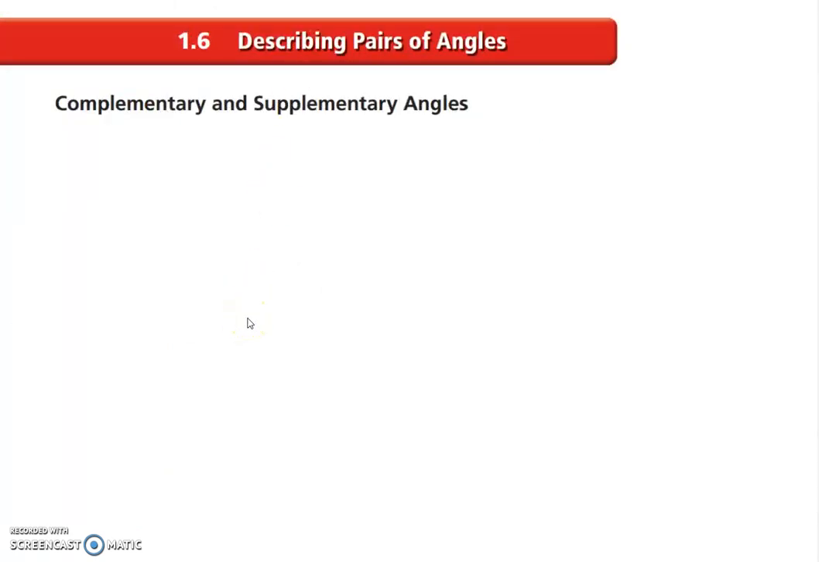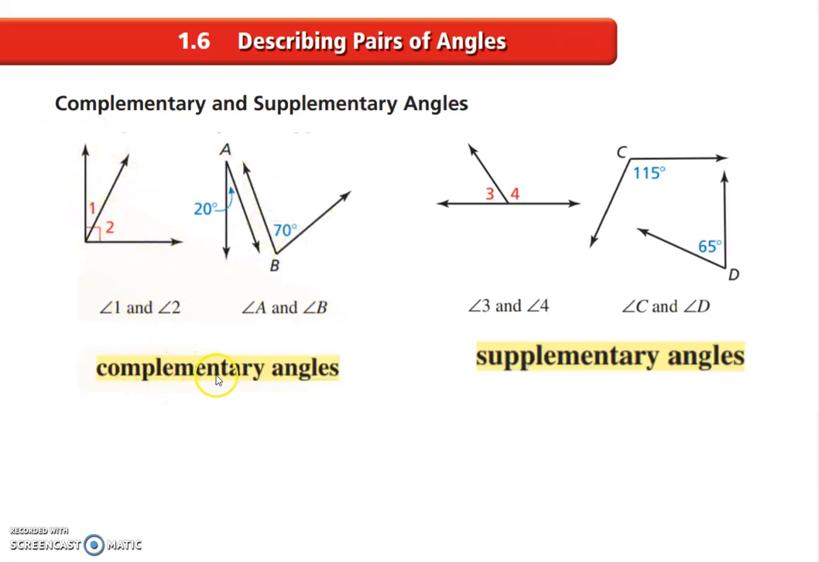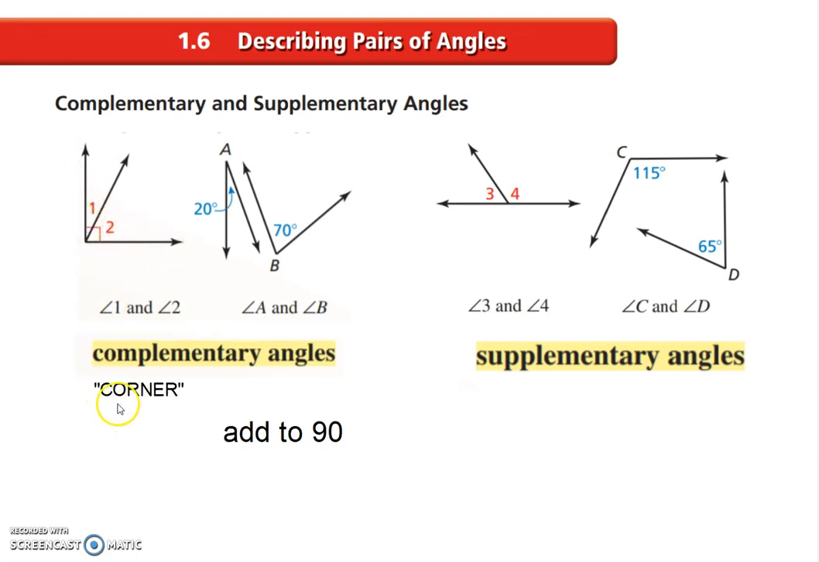1-6, describing pairs of angles. Complementary and supplementary angles. Complementary angles. I remember these by thinking of them like a corner, right? In the corner of a room, most corners are 90 degrees. So complementary, think of corner, they add up to 90 degrees. Now they don't have to be adjacent, it's just two different angles that add up to 90 degrees. That's how you can remember it.